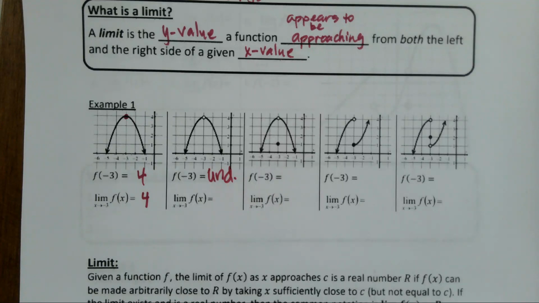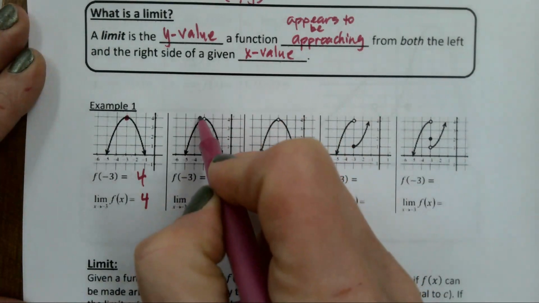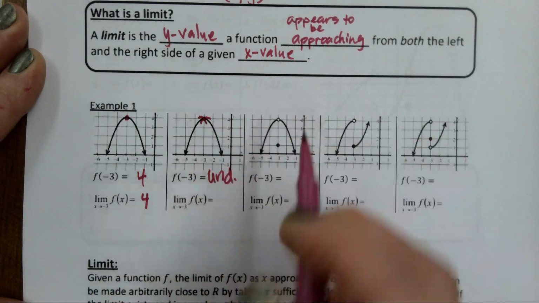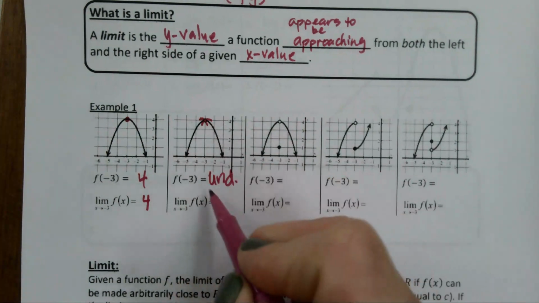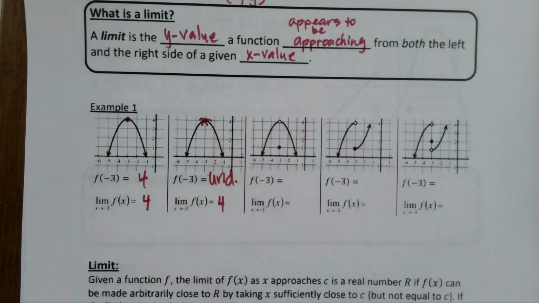However, my limit is, where does the function appear to go on the left and on the right hand side of -3? And if I just sort of hover up to that, on the left and on the right, both sides point to that hole, right? That hole is my limit. So even though it doesn't have a value, it still goes to that spot. So it's all about coming together at a location, whether it has a value at that location or not.